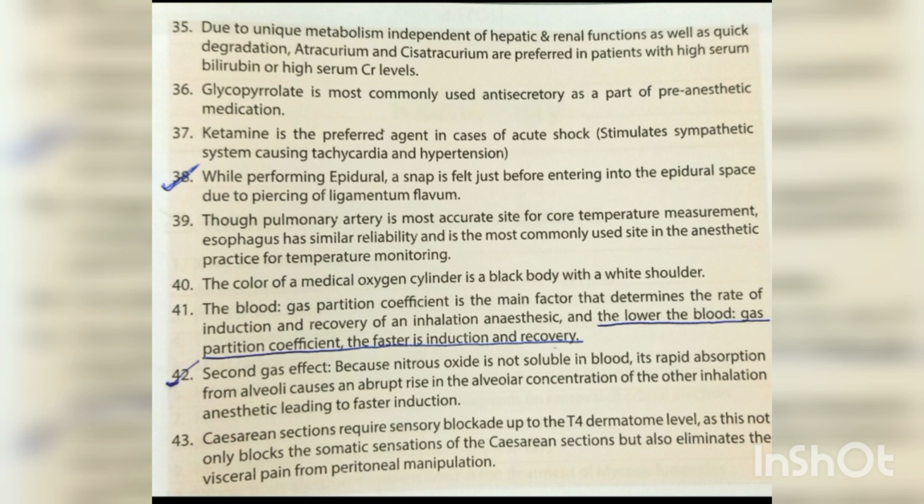Due to unique metabolism independent of hepatic and renal functions as well as quick degradation, atracurium and cisatracurium are preferred in patients with high serum bilirubin or high serum creatinine levels. Glycopyrrolate is the most commonly used antisecretory as a part of pre-anesthetic medication.